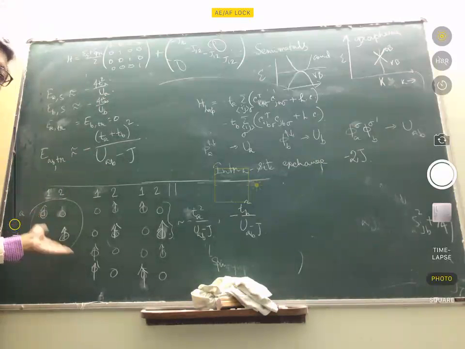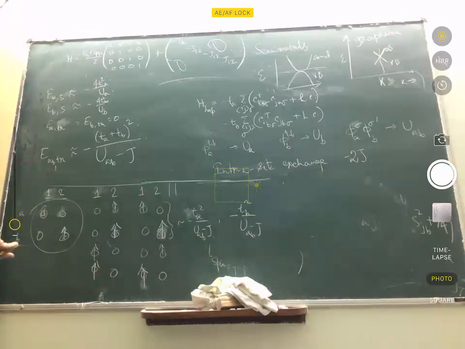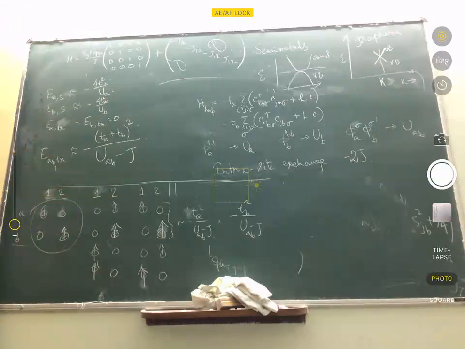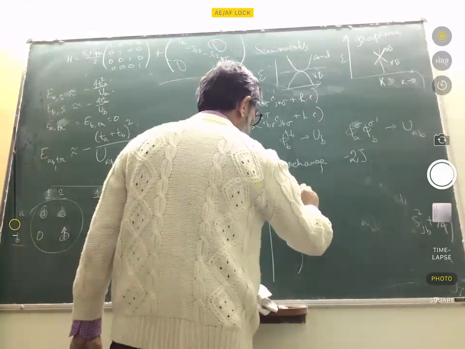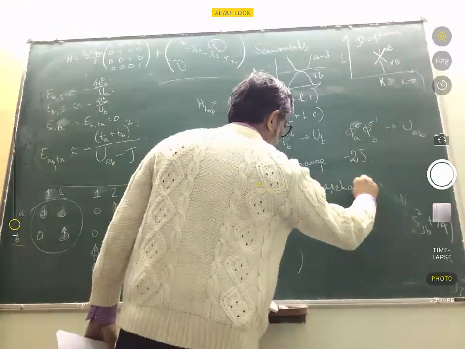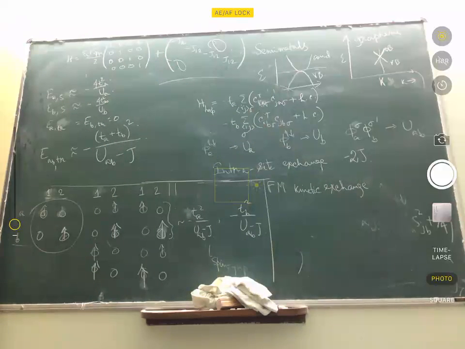Now, AB triplet is ferromagnetic. So here is a situation where I have a two-band Hubbard model, two orbitals per site Hubbard model with one electron per site. That gives rise to a ferromagnetic kinetic exchange. So not in the one-band Hubbard model, but in the two-band Hubbard model, I get a ferromagnetic kinetic exchange. But look, something else has come out of this.